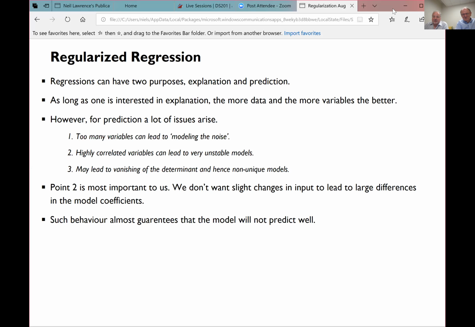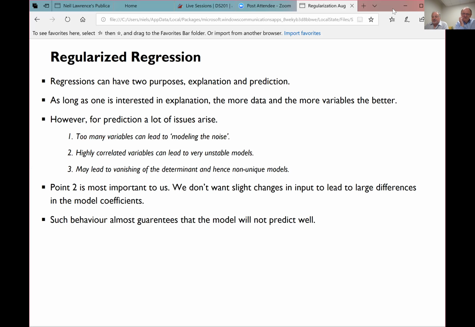So regressions can have two purposes. They can be descriptive or predictive. You can either just say, I have this data, what can I say about it? Or you might want to say this data is representative of more data. Can I predict what will happen in new cases? As long as you're just interested in description, the more variables you have, the better. However, if you're interested in prediction, this is not always the case.